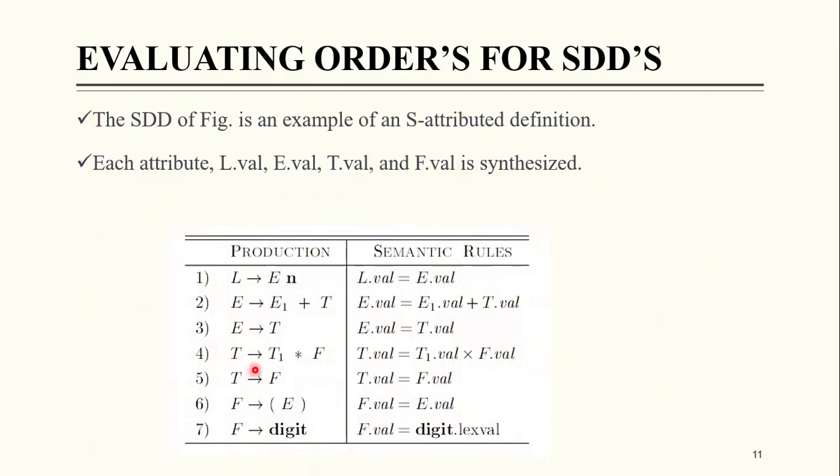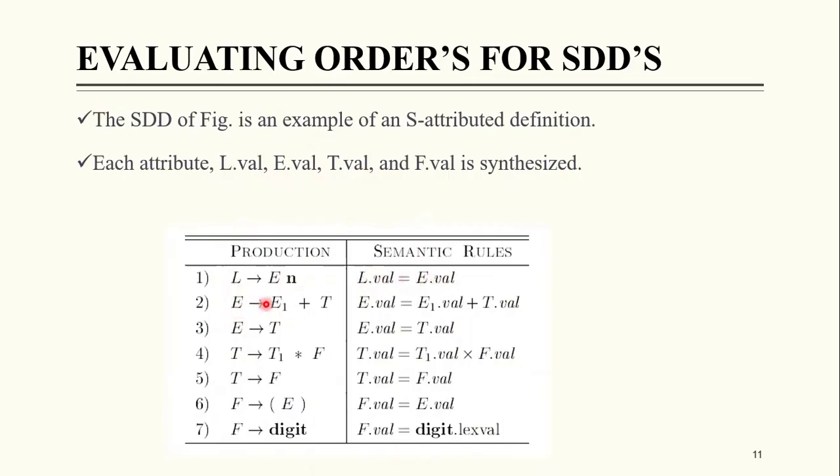The SDD of the figure is an example of an S-attributed definition, given below. Each attribute, L.val, E.val, T.val, and F.val, is synthesized. There are 7 productions. The first production is L derives E n. Its equivalent semantic rule for the synthesized attribute is L.val equals E.val.